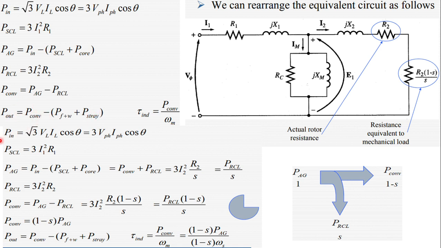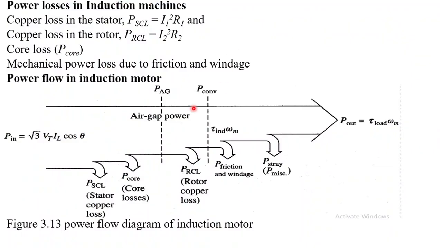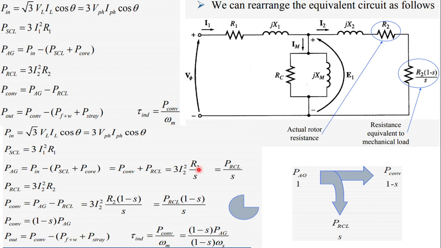So the input power can be determined like this, and stator copper loss is determined from here. Now air gap power is equal to input power minus stator copper loss plus core loss, which is finally divided by the slip. Now rotor copper loss is here, and the converted power can be derived from here. The converted power can be calculated as air gap power minus rotor copper loss. Then finally output power here.